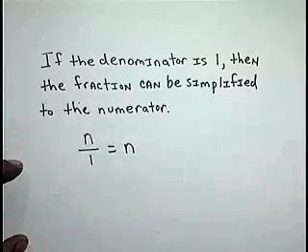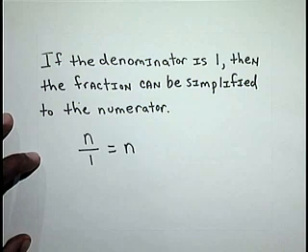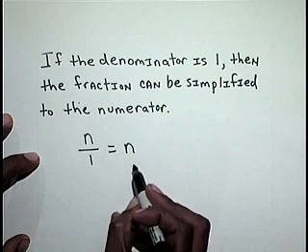We say a fraction is in simplest form when it's equivalent to a given expression with the fewest symbols and the smallest numbers possible. Let's look at some of the rules that are involved with simplifying fractions. If the denominator is 1, then the fraction can be simplified to the numerator. In this case, n over 1 would just equal n.